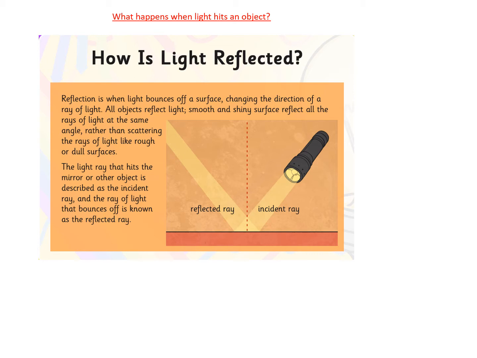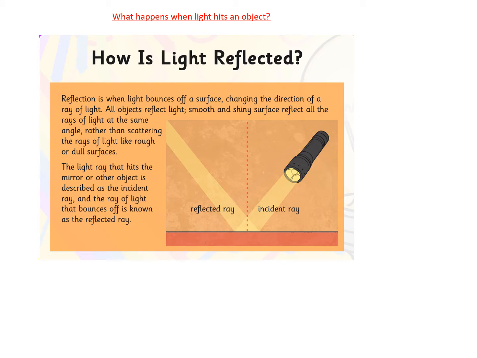Last week we looked at how light travels, that it travels in straight lines, and that it can be deflected if there's an object that it can't travel through, such as an apple or a black dark object. So today we're going to answer the question, what happens when light hits an object?